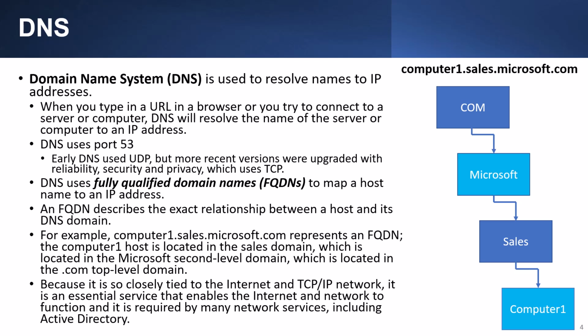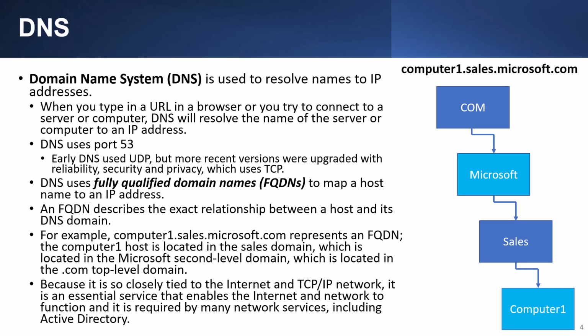An FQDN describes the exact relationship between a host and its DNS domain. For example, computer1.sales.microsoft.com represents an FQDN where the computer1 host is located in the sales domain, which is located in the Microsoft second level domain, which is located in the .com top level domain.